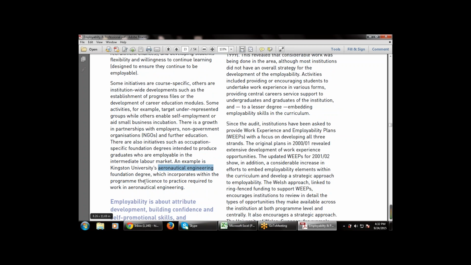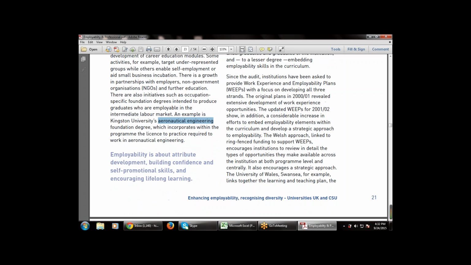This program incorporates within the foundation degree the license to practice required to work in aeronautical engineering. That is one example from Kingston University. So employability is about attribute development, building confidence, self-promotional skills, and encouraging lifelong learning.